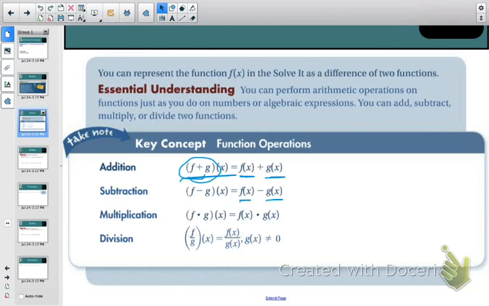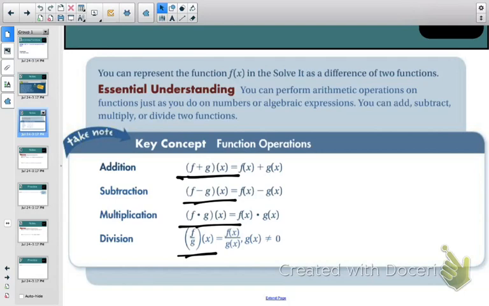So it's f of x subtract g of x. If you see times, then you're multiplying them together. If it's division, then you're just dividing. On this one it says g of x cannot be 0 because if g of x is 0, then you're dividing by 0 and that doesn't work. So that's the only caveat there. But yeah, don't get confused and overwhelmed when you see this because it's really not complicated.